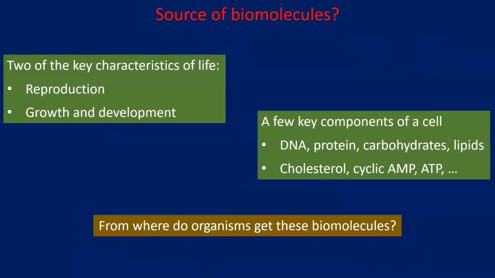Now, how does this reproduction happen? There are biomolecules, and these biomolecules are DNA, protein, carbohydrates, lipids, cholesterol. Then you have AMP, ATP, and so on. There are many chemicals over here.